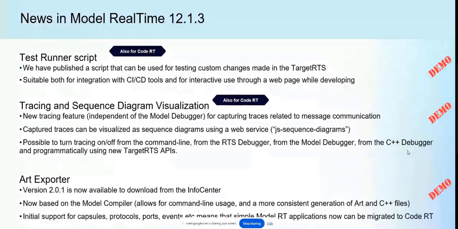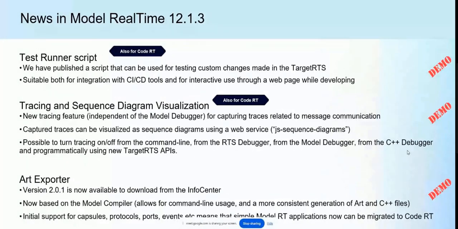Then we've also implemented a new way of tracing, which is quite exciting. This way of tracing has the focus of producing sequence diagrams to show what happens inside the application when it's running. And contrary to the existing tracing feature, this one is independent of the model debugger.